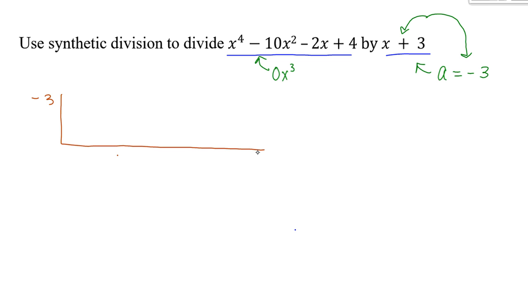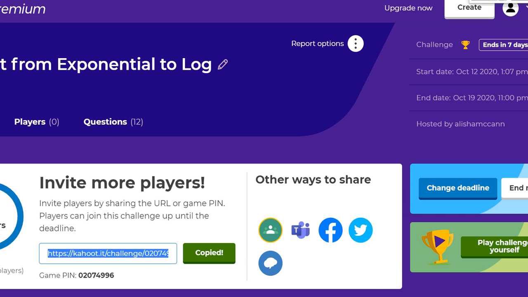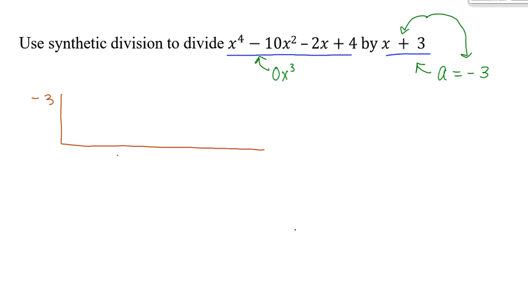Okay, filling out our synthetic division, we've got negative 3 on the outside, that's a. Inside, I forgot to show you this double bar, it's like a double layered upside down division bar. So putting our coefficients in, inside are going to be your coefficients, so 1, 0 for x to the third, negative 10, negative 2, and 4. The process starts with bringing down the first number, then you multiply diagonals, negative 3 times 1 is negative 3, and add down. Multiply diagonals and add down. Multiply diagonals, add down. Diagonals, add down.